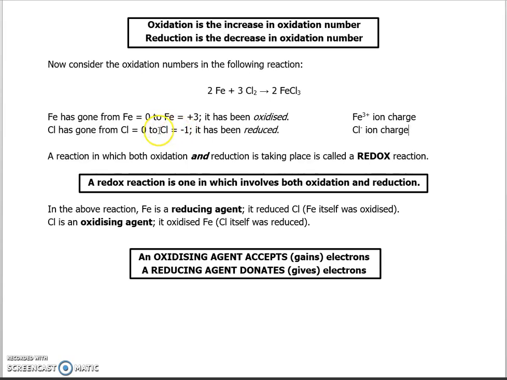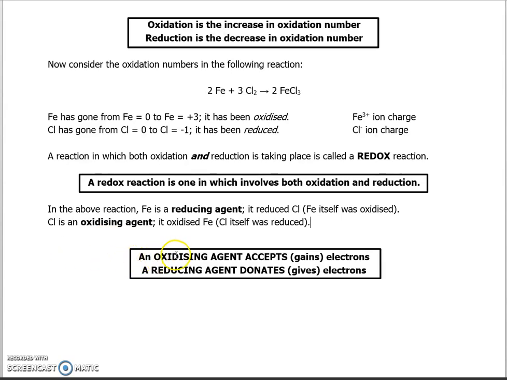Now, a redox reaction is one which involves both oxidation and reduction. So red from reduction, ox from oxidation. Now, a really important set of definitions here are oxidizing agents and reducing agents. The examiners love to ask this question. It might come up as a multiple choice, it might be just a 1 marker in your exam. What is an oxidizing agent?